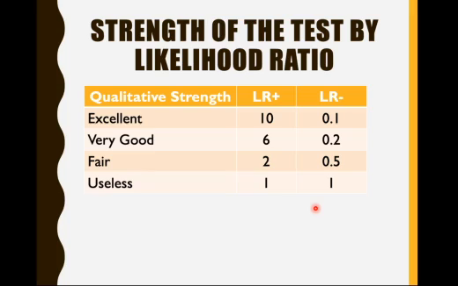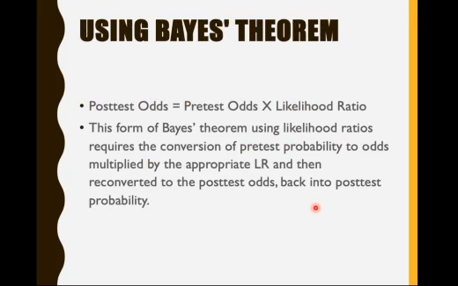Okay, so I hope you have understood the meaning of likelihood ratio. Now, let's go back to the Bayes theorem. We told you that the formula for the Bayes theorem is post-test odds equal to pre-test odds times the likelihood ratio. We have discussed likelihood ratio, and you now know its formula. Now, let's discuss post-test odds and pre-test odds. This form of Bayes theorem using likelihood ratio requires conversion of pre-test probability, which we discussed at the beginning of my lecture.